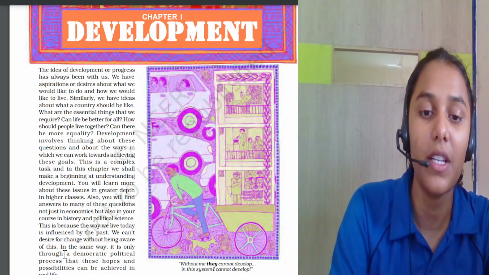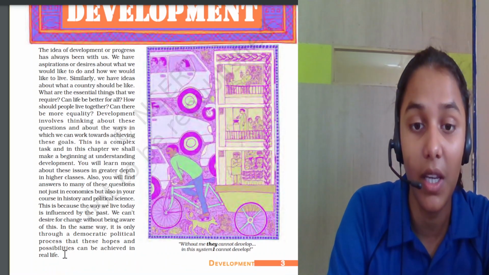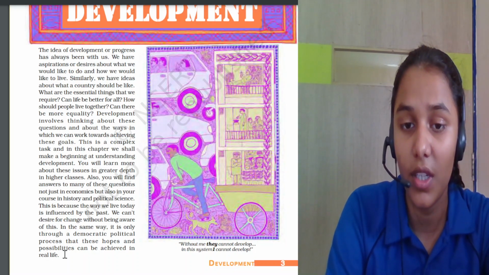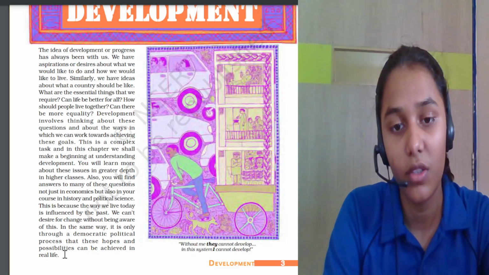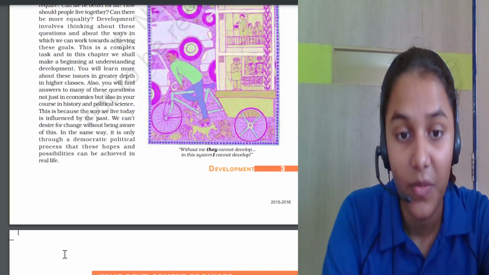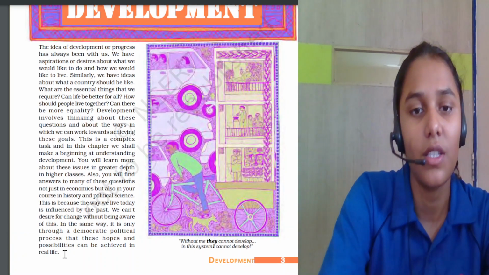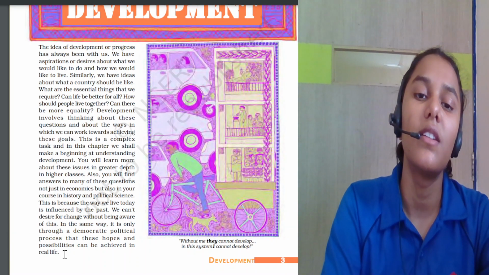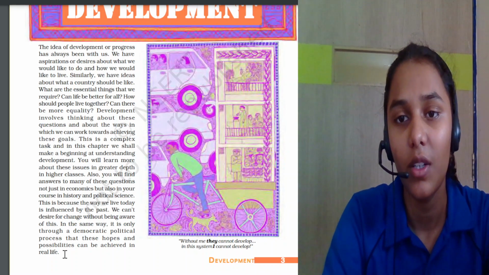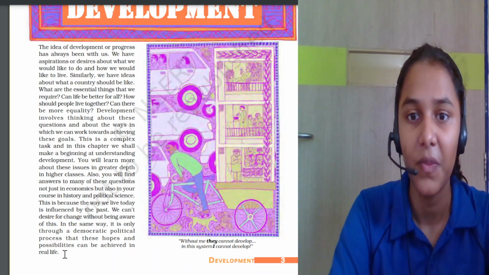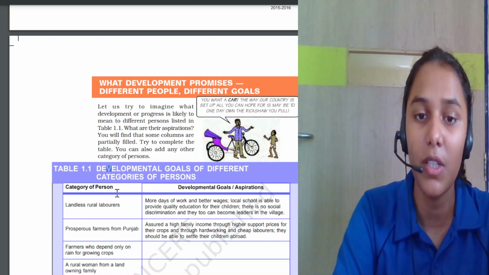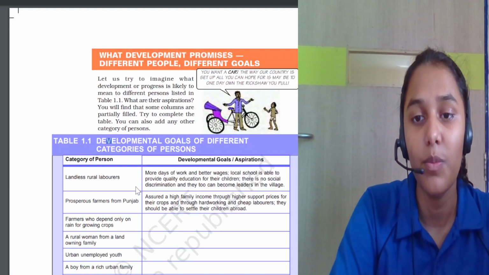So, this is a complex task, and in this chapter, we shall make a beginning at understanding development. You will learn more about these issues in greater depth in higher classes. Also, you will find answers to many of these questions in this chapter. So, there are a few things in this paragraph that show what kind of mental processes are required for the idea of development.